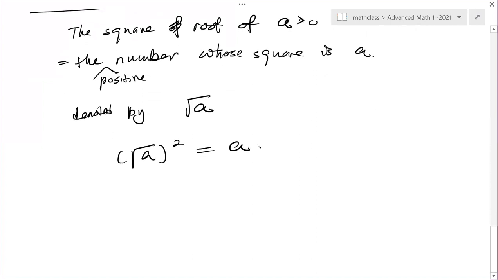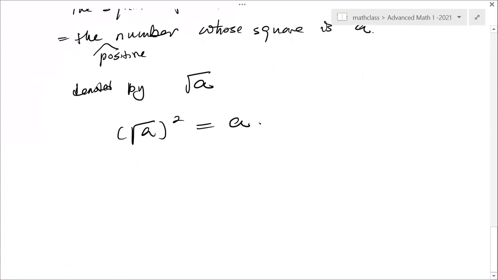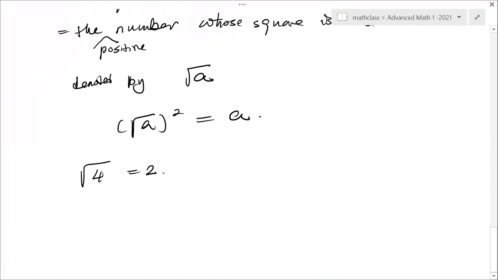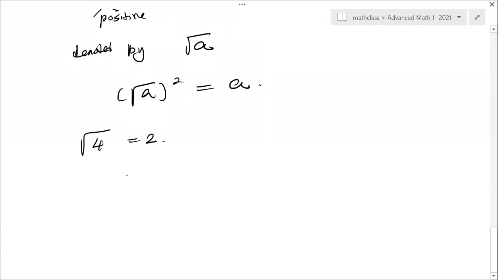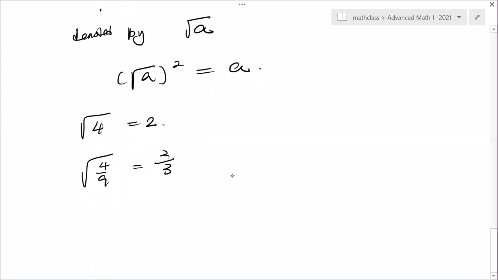But that number more likely is going to be an irrational number. I want to tell you, more likely. The square root of 4 is going to be 2. It's a rational number. And the square root of 4 over 9 is going to be 2 over 3. It's also a rational number.